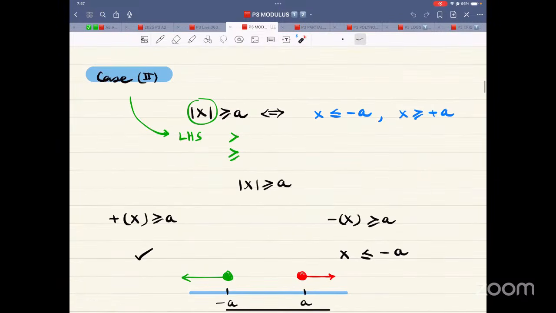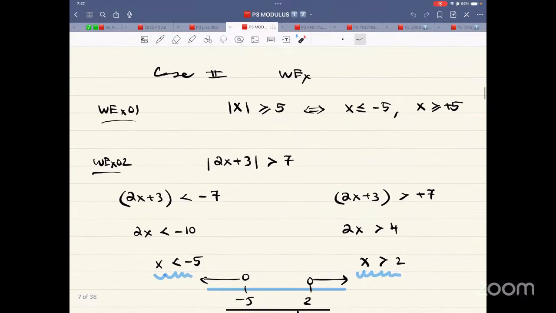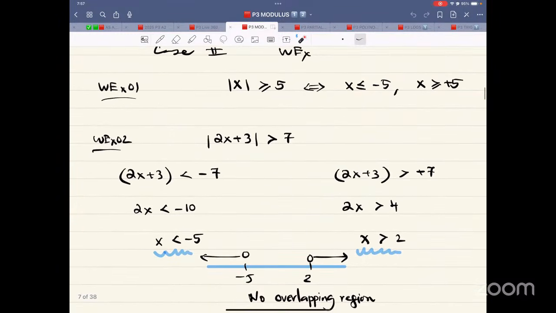Similarly, when we talk about case number 2, we have this thing. Modulus of x greater than or equal to a, that becomes x less than or equal to negative a, x greater than or equal to positive a. So now examples of case 2. Modulus x greater than or equal to 5.